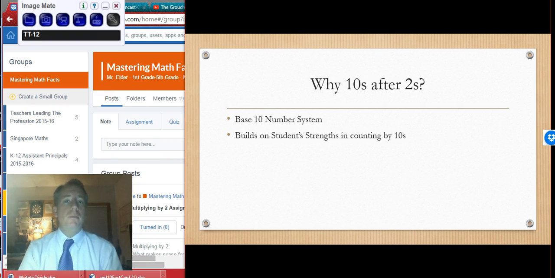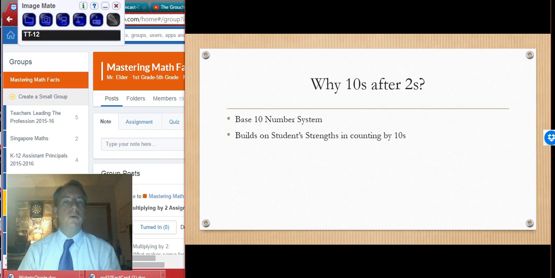As we mentioned, why do we go to tens after twos? And usually the real question is, why is 2 first? A lot of times we think of times 10 and times 0 as the simpler facts for kids, and there are certainly some things that back that up in terms of kids' ability to recall.